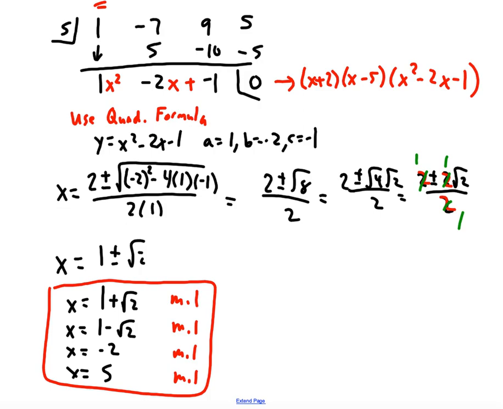Notice we didn't round 1 plus the square root of 2 and put that in our calculator and then round that out to a decimal point. Nope. We have an exact solution. That's what we're looking for.